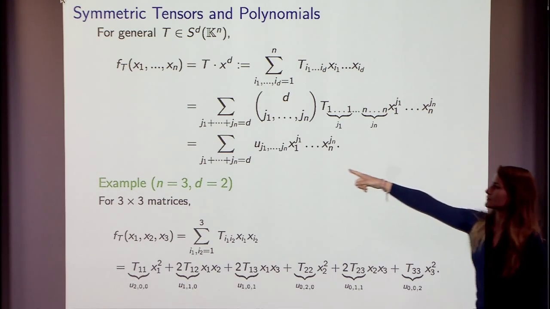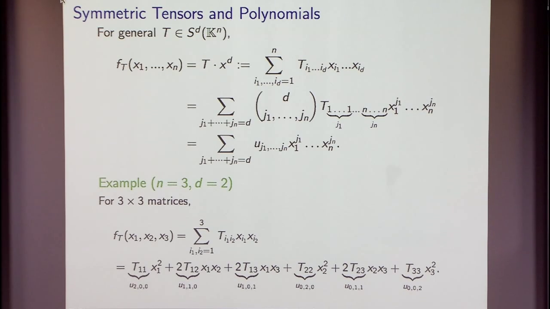We can use different coordinates, for example, indexed by j1 through jn, the exponents of the monomial. If we have a 3 by 3 matrix, then the polynomial is a polynomial in 3 variables of degree 2, equal to this sum over i1, i2 from 1 to 3 of T(i1, i2) times x_i1 times x_i2, and we can group together the monomials and then we have this representation. Sometimes it's easier to think about the homogeneous polynomial than the symmetric tensor, because the symmetric tensor has so many entries, but they're all equal, whereas the polynomial is somehow a little bit nicer.